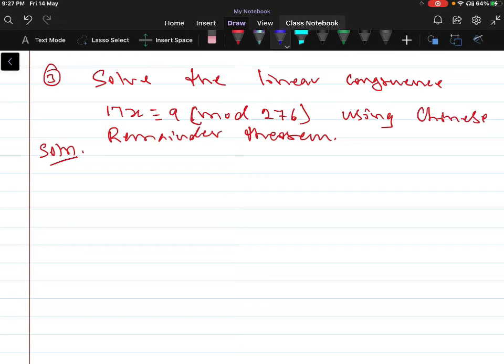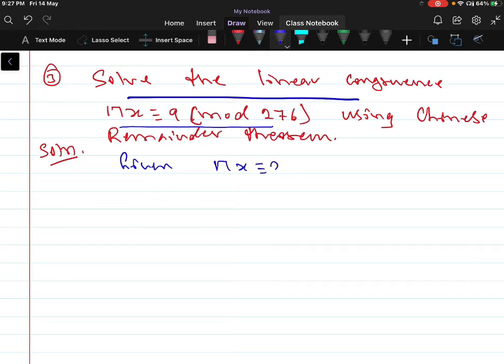Now we'll move to the next problem. Solve the linear congruence 17x is congruent to 9 modulo 276 using the Chinese remainder theorem. Let us move to the solution. Given 17x is congruent to 9 modulo 276, take it as equation 1.